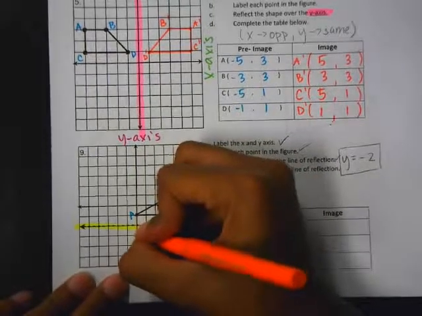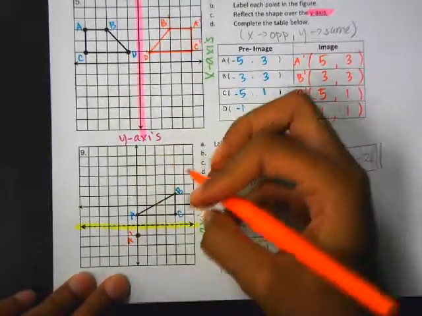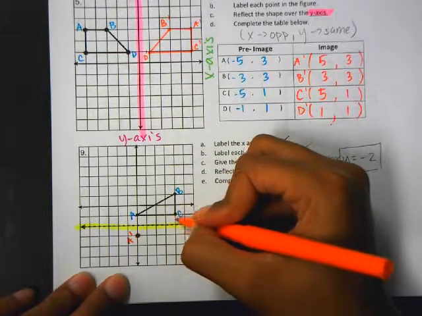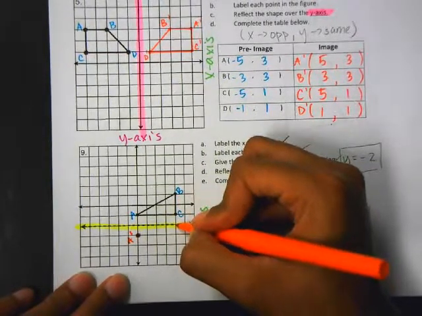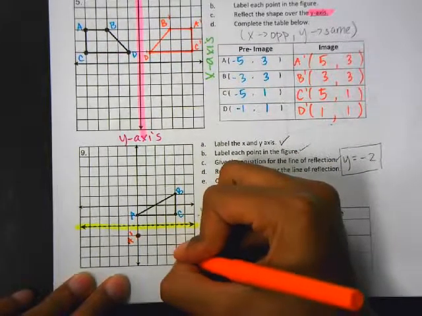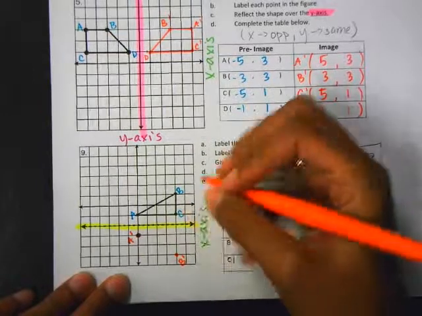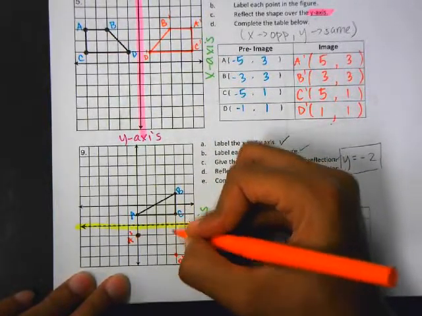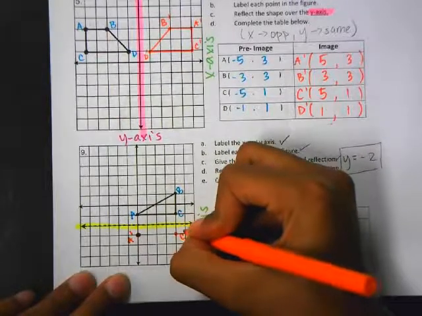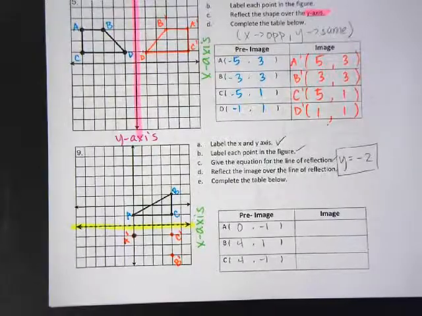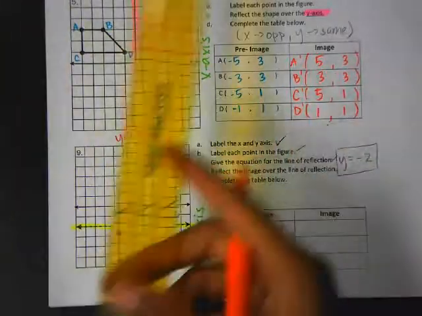Over here, my line of reflection is here. I notice that B is 1, 2, 3 up, so B prime has to be 3 down. 1, 2, 3. There's B prime. Line of reflection, I notice that C is 1 up, so C prime has to be 1 down. Again, each point and its reflected point has to be an equal distance away from the line of reflection. In this case, again, our line of reflection was y equals -2.